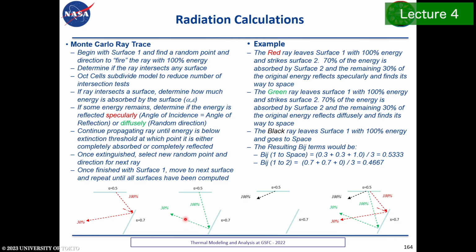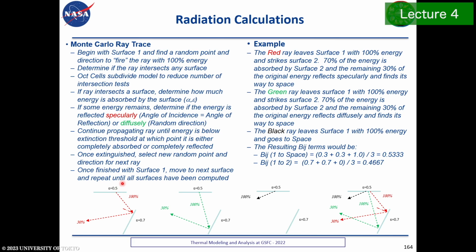The way that it determines this is it generates a random number. And if that random number says it's a specular reflection based on your specularity, that's how it reflects it. If it's a diffuse reflection, then it picks a random direction and continues propagating on. So now when the ray leaves this surface, it only has 30% of its energy and it then goes out to space. Once it leaves the system, it's energy that's lost to space.